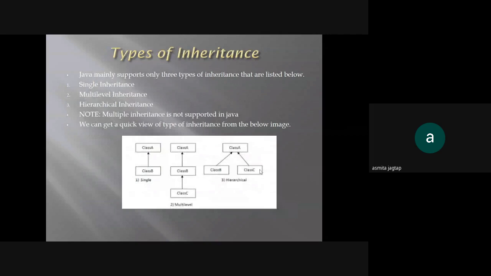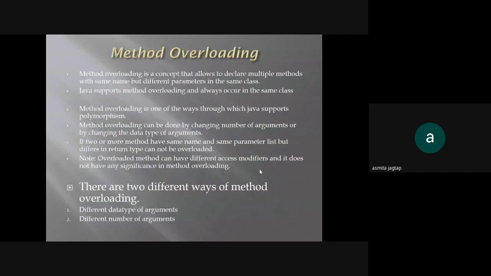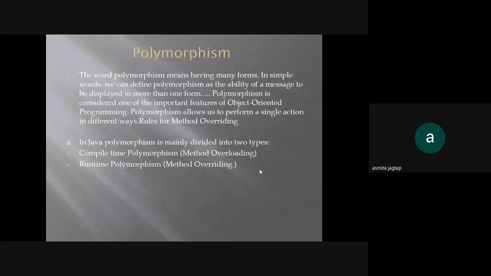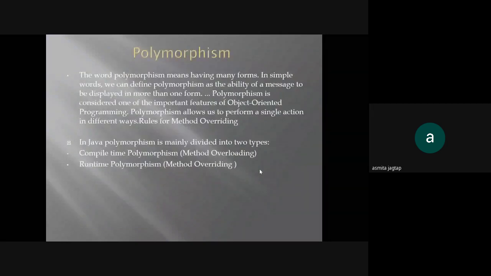Then overloading and overriding are the concepts that come under polymorphism. Polymorphism means having many forms. Okay, so the ability of a message or display to take more than one form. So compile-time polymorphism and runtime polymorphism are there. Method overloading is the compile time, also called early binding. At runtime, it is method overriding, also called late binding.